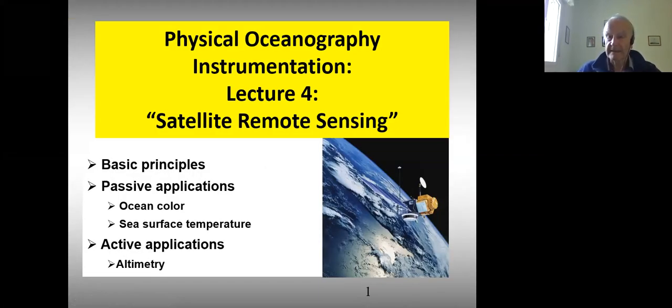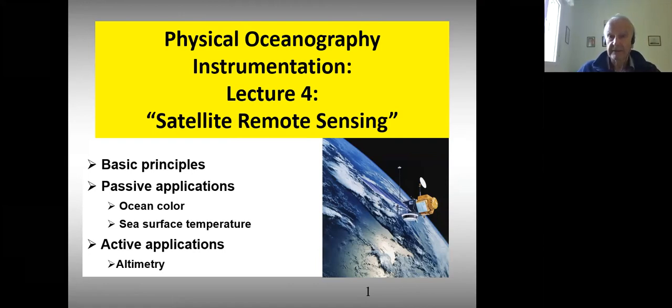And this is the last lecture that I told you regarding the physical oceanography instrumentation. And here is the satellite remote sensing. You remember that we were talking last time about the other type of remote sensing, but this time we will be talking about satellite remote sensing.